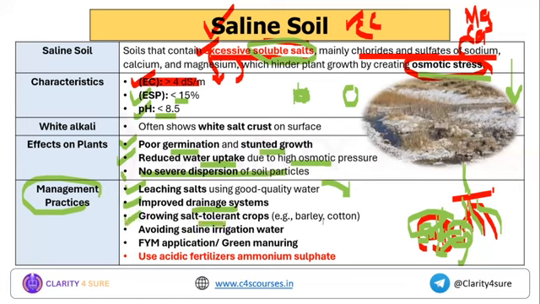Then growing salt tolerant crops. There are some salt tolerant crops like barley, cotton, which can grow in these kinds of extreme conditions. You can opt for those. Avoid saline irrigation water because it is going to worsen the situation further. Just avoid it. Next, apply FYM, green manuring, and use acidic fertilizers like ammonium sulfate. It will balance out the pH and it will make the soil better for crop health. So yes, this was a saline soil.